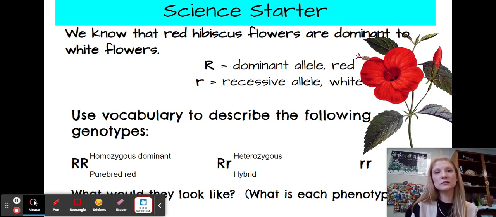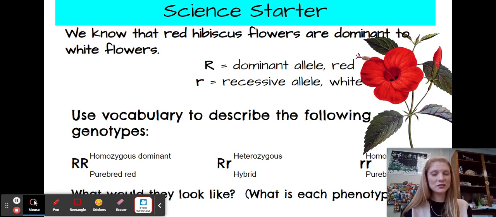With lowercase r, this can be either homozygous recessive or purebred white. We could also just say it's white. It's a white flower, and know that both alleles must be the recessive form, lowercase r. So it's homozygous recessive, purebred white, or just white.